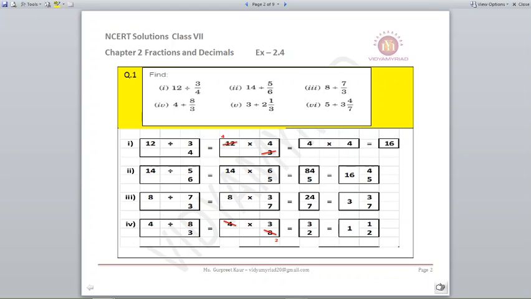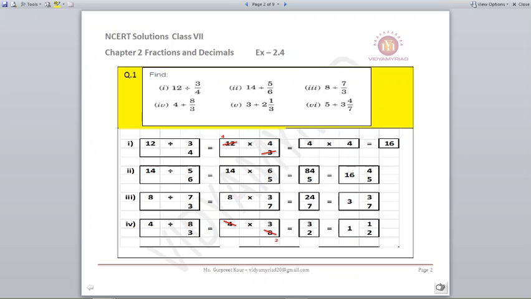Now here 12 divided by 3 by 4, 12 will be as it is, your division will be changed into multiplication, and 3 by 4 will become 4 upon 3. Reciprocal means numerator will become denominator and denominator will become numerator. So that's why it became 4 upon 3. Now the equation becomes 12 multiplied by 4 upon 3. And you know 12 and 3 are both divisible. So my answer comes to 4 into 4, which is 16.